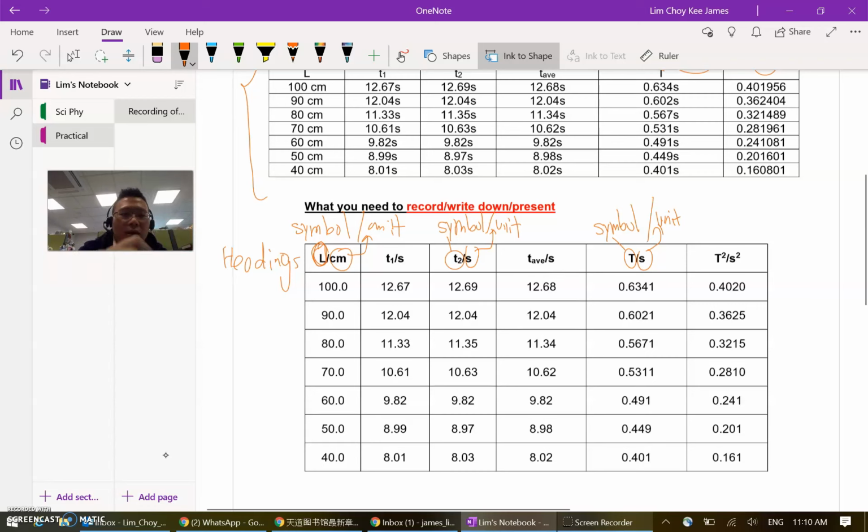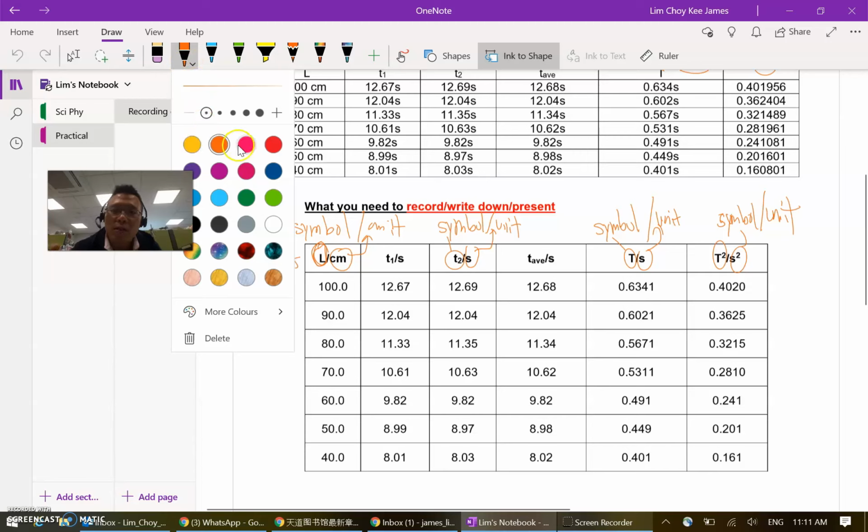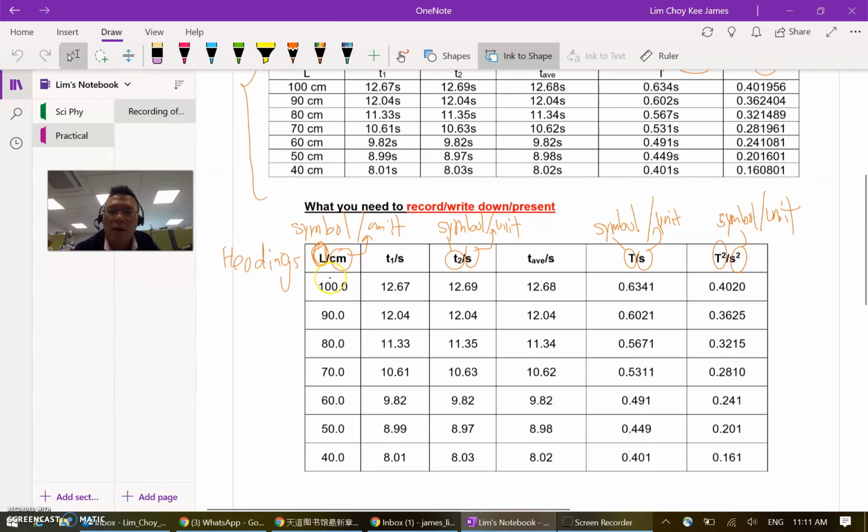Then the same thing for T squared. The symbol used is T², T power 2, and the unit, same thing, will be s². You see, the format is always the same: symbol slash unit. So in terms of presentation, the heading is controlled in this manner. We standardize the heading to be symbol slash unit. For students presenting your data, remember the heading has to be in this particular format: symbol followed by unit. Usually the question will give you the symbol; the question dictates the symbol.